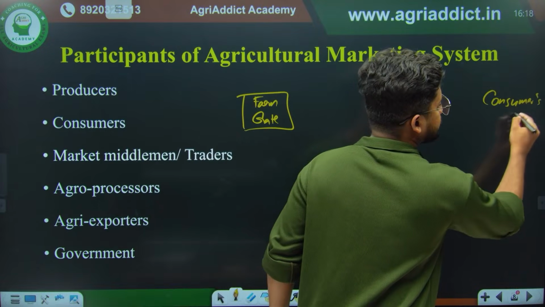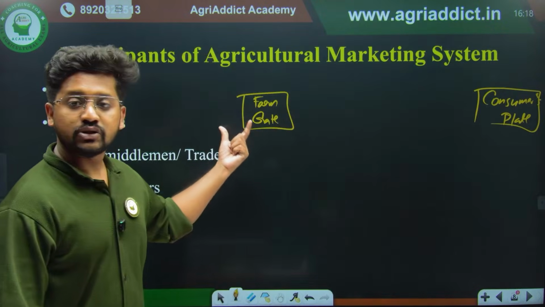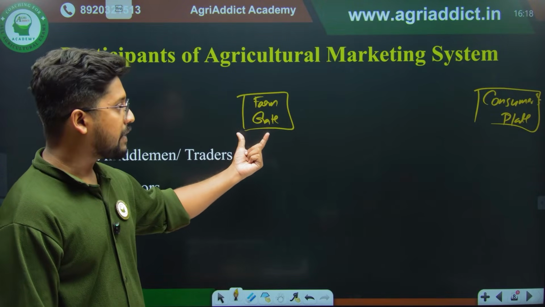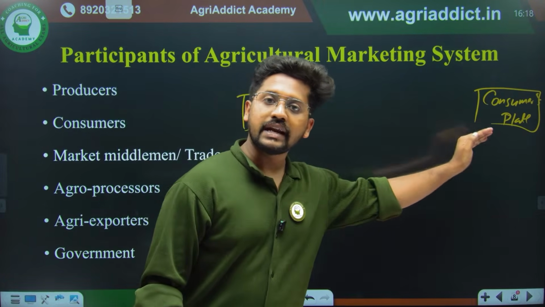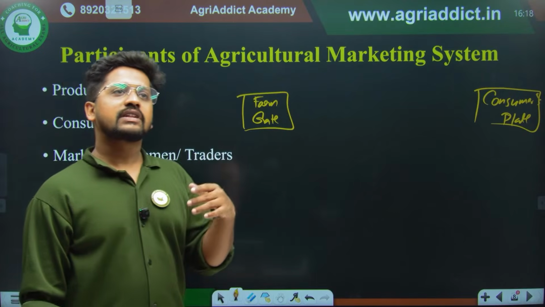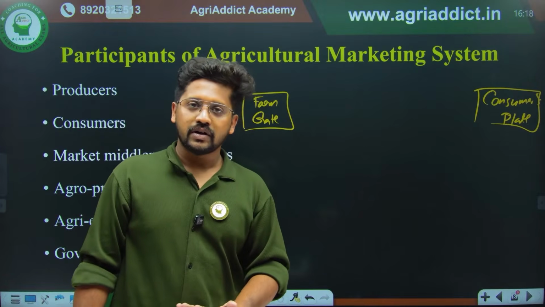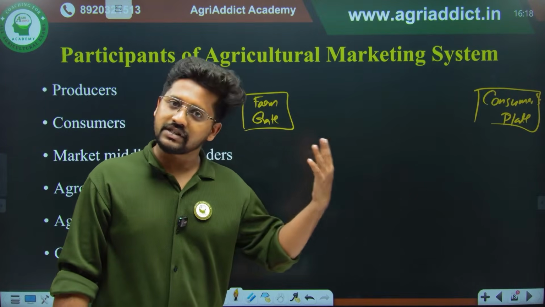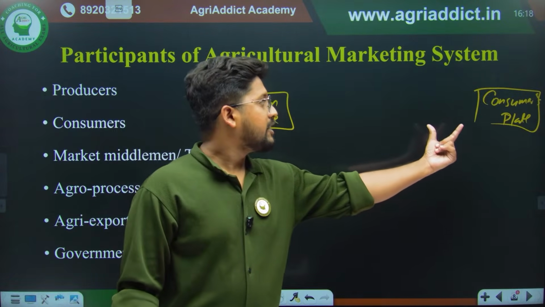Consumer's plate, right? So all the final outputs from the agricultural production system have to reach the consumer's plate. Any activity or any agency which is coming in between, you can call them middlemen, right? Whenever the terminology middlemen comes to our mind, we think, okay, they are some exploiters. No, not at all. Without the middleman, we can't make sure the agricultural marketing process is completed. We can't ensure that the product is actually reaching the consumer's plate.